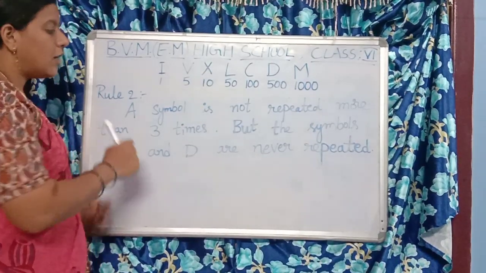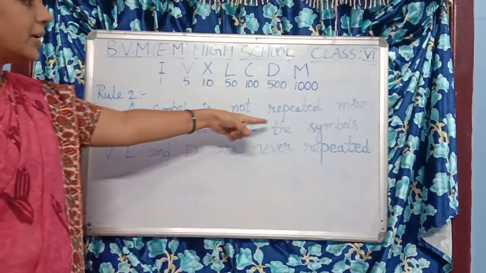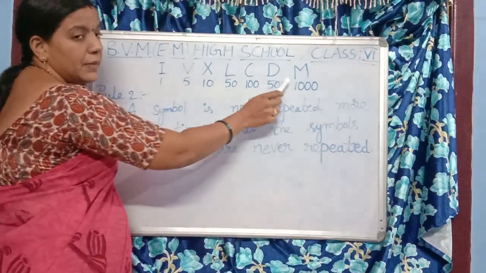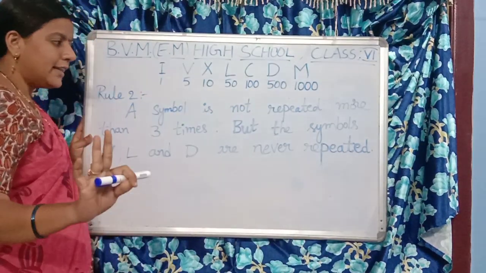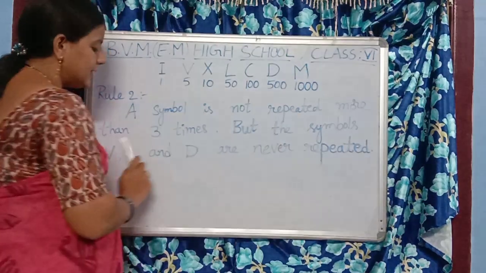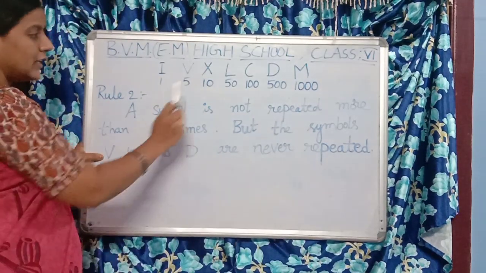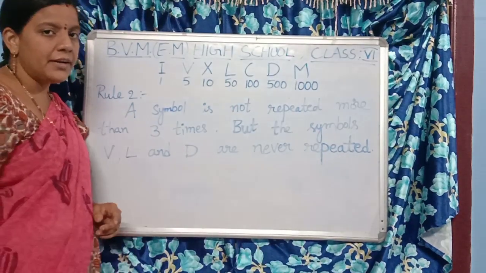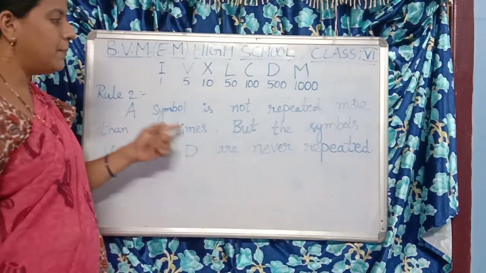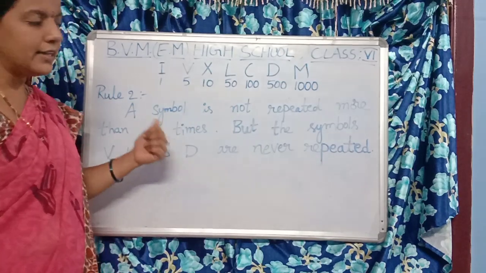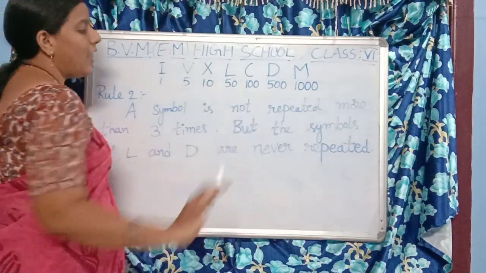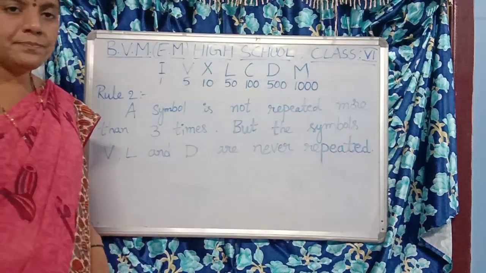Rule 2. What is rule 2? A symbol is not repeated more than 3 times. But the symbols V, L, D are never repeated. Note down, all of you. A symbol is not repeated more than 3 times, but the symbols V, L, D are never repeated.